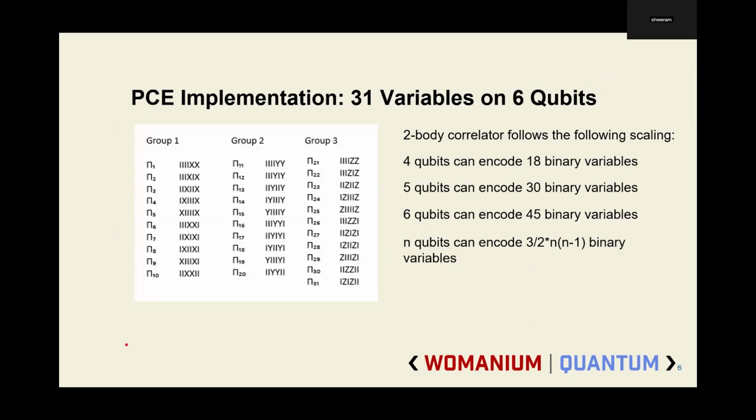Using this method, we were able to encode the problem with 31 variables onto 6 qubits, which can encode up to 45 binary variables. The table shows how we use two-body correlators to achieve this remarkable qubit efficiency. As you can see from the scaling, using n qubits allows us to solve a problem of size m of the order n to the k, where k is the degree of correlation.